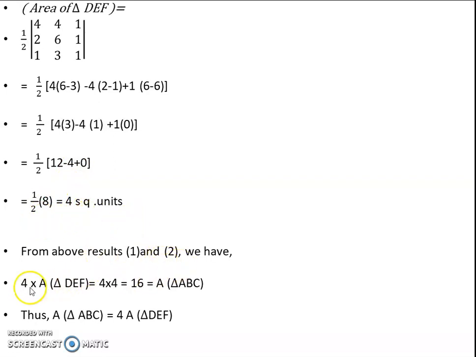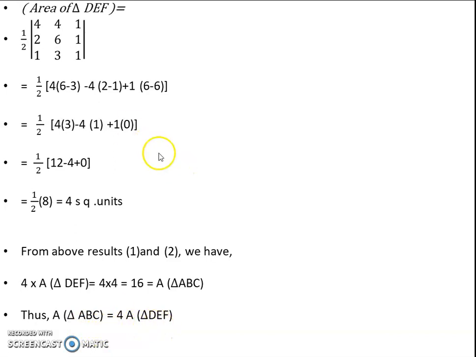From the above result, we have to put the 4 into the area of triangle DEF. We derive 4 is fixed. We derive 4 is the answer for the area of DEF. 4 into 4 is 16. It is exactly the area of triangle ABC. We prove that the area of triangle ABC is exactly 4 times the area of DEF.